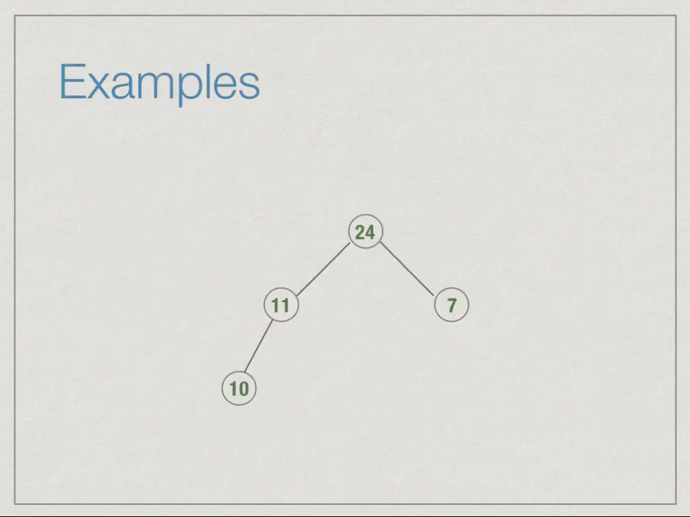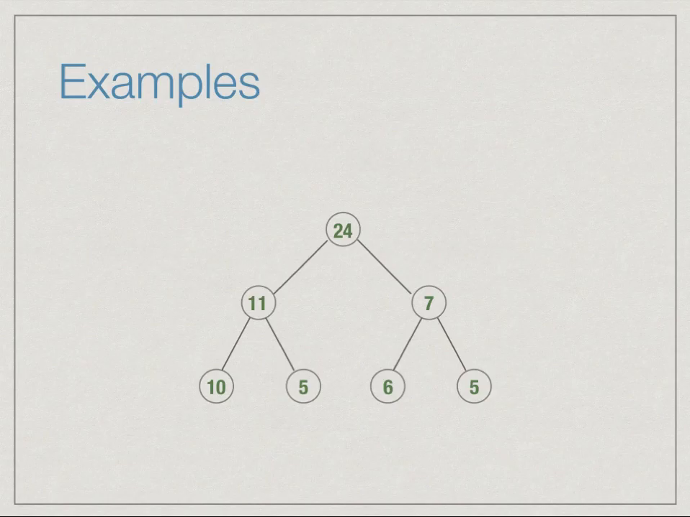Here is a 4-node heap. Because it has 4 nodes, we fill the root, then the first level, and finally at the second level, we have only one node, which is the leftmost. And notice that the values are correctly ordered. 24 is bigger than 11 and 7. 11 is bigger than its only child, 10. 7 has no children, so there are no constraints.